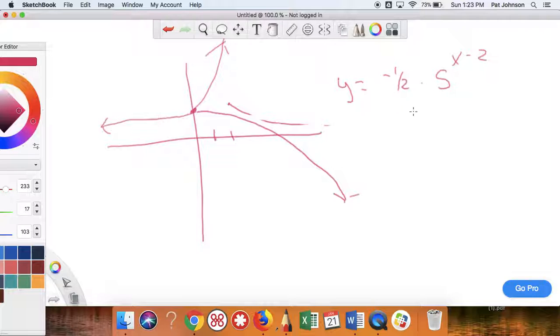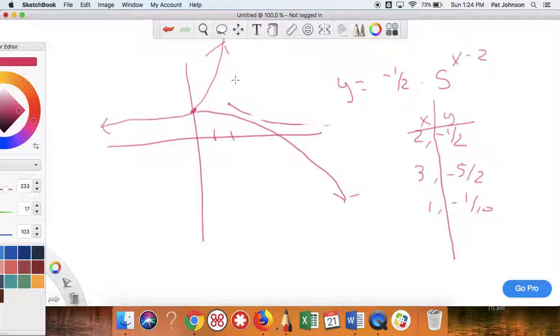But you should get 2, -1/2, 3, -5/2, and 1, -1/10. So these are your new x, y coordinates after the transformations, and you can plot those 3 points. All right. So this is a growth because it's increasing.